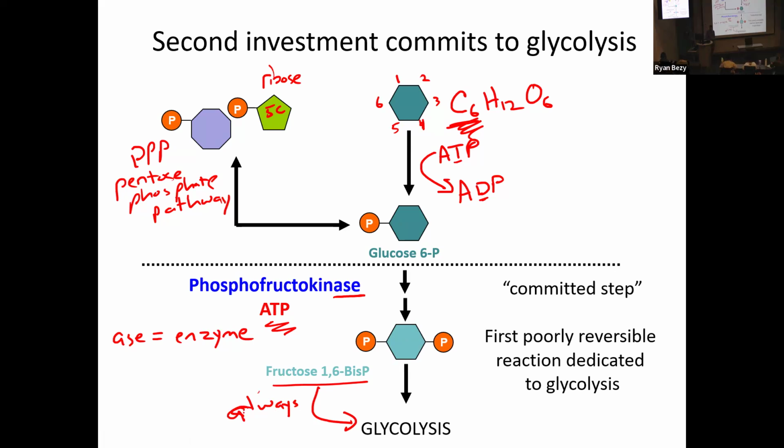This is what is called the committed step. Once you make fructose 1,6-bisphosphate, it always goes into glycolysis, and its only fate is to go into glycolysis. Again, glucose 6-phosphate can go to a couple of different things, but fructose 1,6-bisphosphate is always going to go into glycolysis.